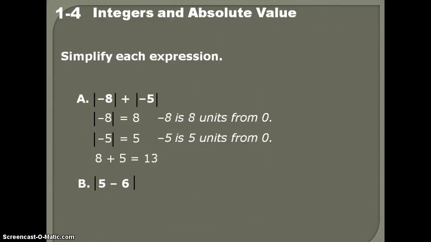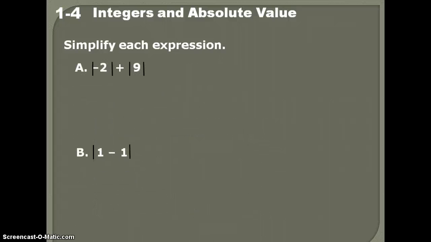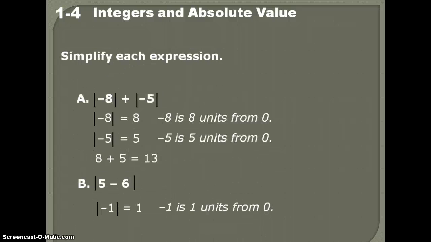Sometimes, like in example B, the bars will be around a whole numerical expression. So they act like parentheses where we do what's inside first. So first we take 5 minus 6, but we have not yet applied the absolute value. Now we measure absolute value of -1. And -1 is 1 unit from 0, so the answer is 1.